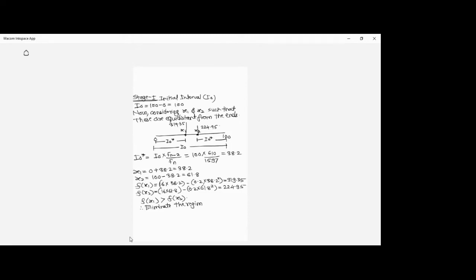Which region? Eliminate the region right of x2. So we are going to eliminate the region right of x2, and the new interval that we get will be 0 comma, and what is the x2 value? It is 61.8. So this is our new interval. So we are going to proceed in the same manner for our next interval.